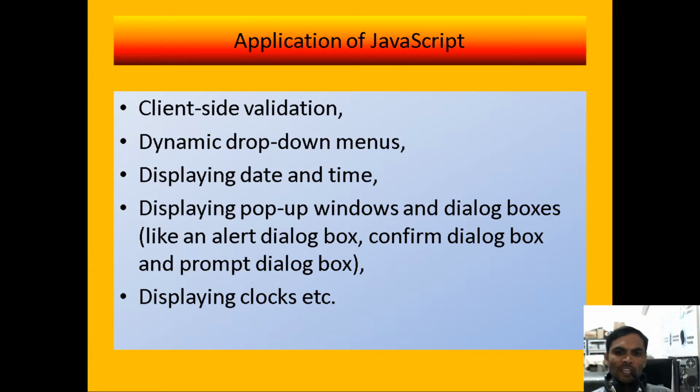Displaying pop-up menus and dialog boxes like the alert dialog box, confirm dialog box, and prompt. For example, in a form, suppose you are entering a student name, and for the student name we give a fixed content size. At the time of designing the form, I give a maximum length of up to 5 characters for the student name. If you enter more than 5, then the window prompt gives an alert message, or we can call it a dialog window box. That purpose is possible with JavaScript.